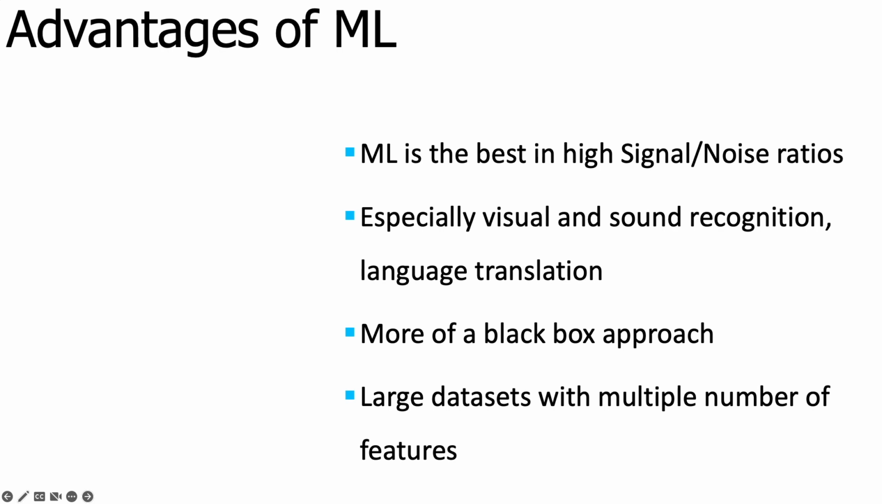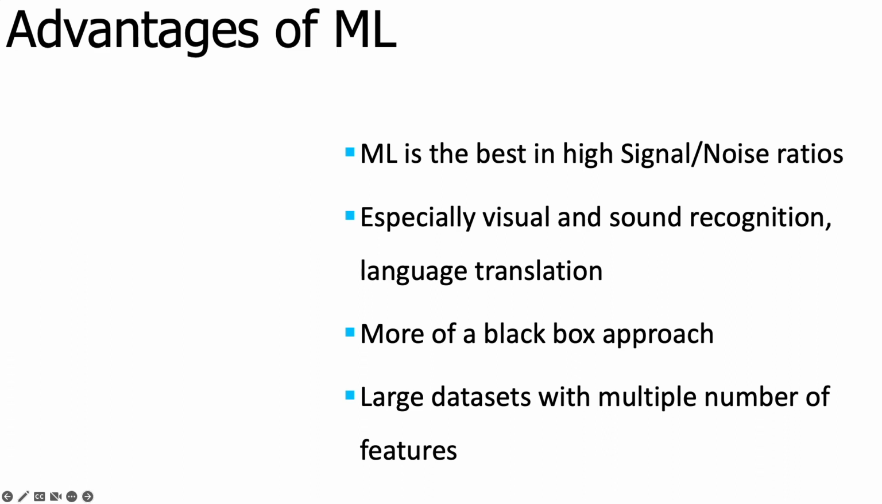And machine learning is generally good if a black box is okay. If a black box is okay, then we can use machine learning models and quickly get a solution with very limited assumptions. Machine learning also works well in situations where there is a large data set with a large number of features.